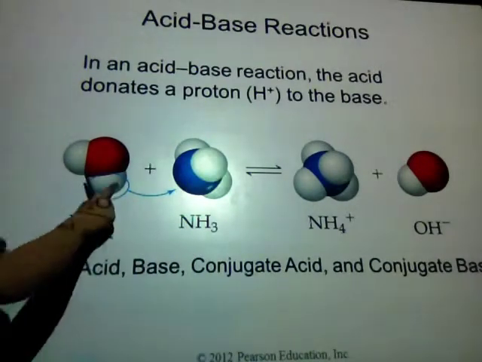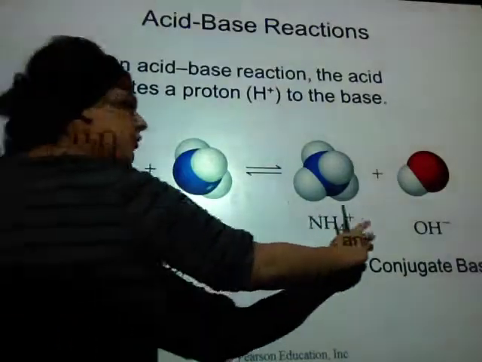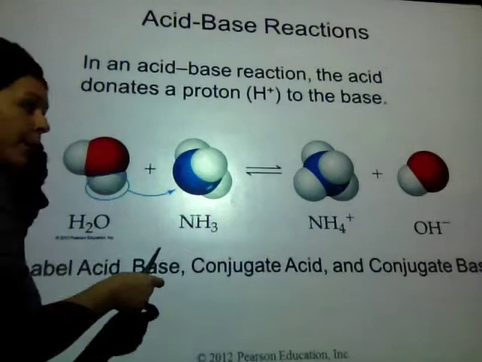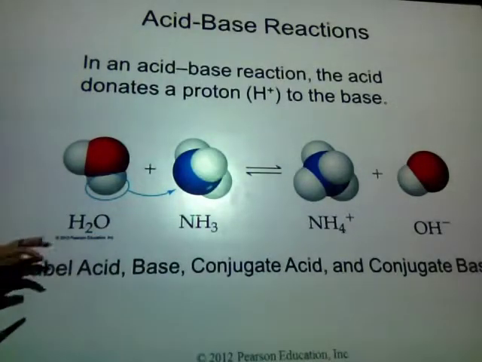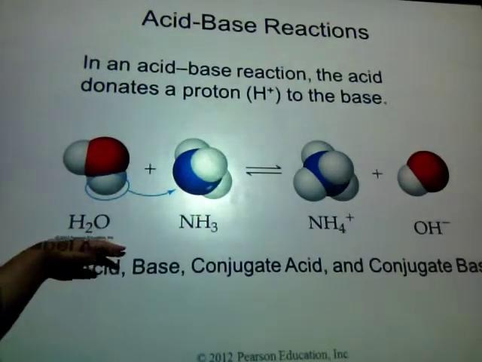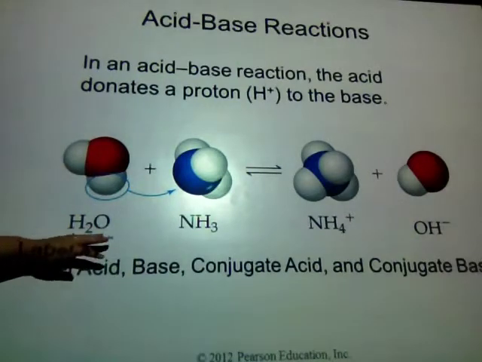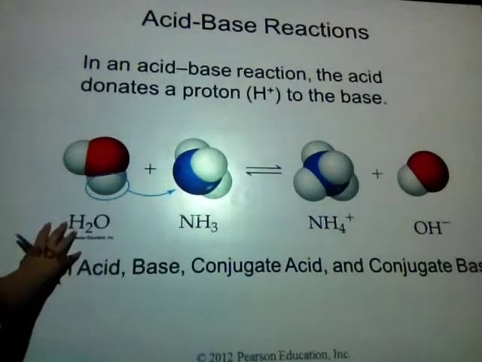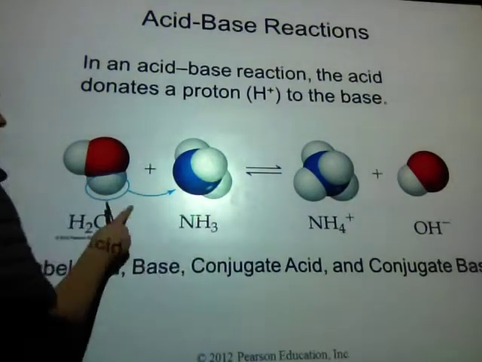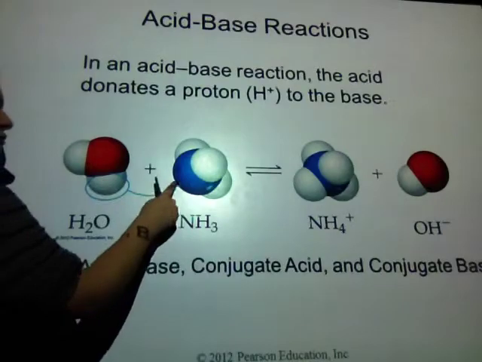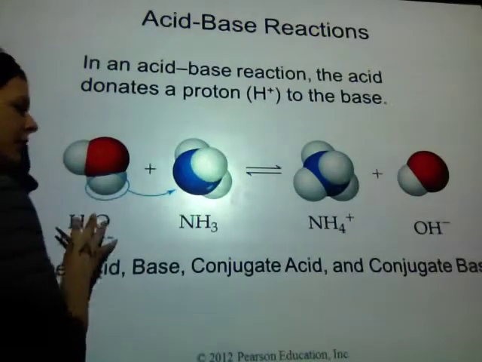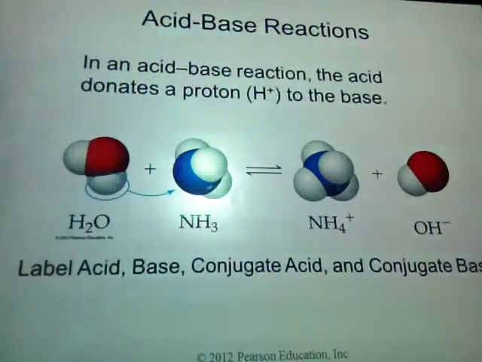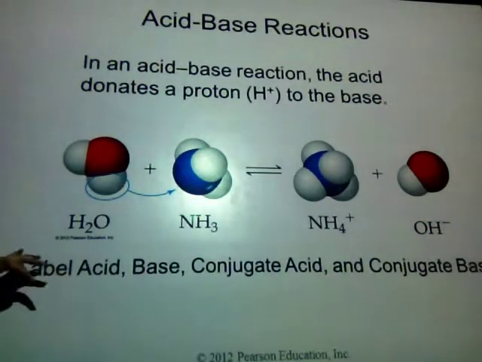H2O, water, on my reactant side, if I look over here at my product side, OH-, I see that this water gave up a hydrogen ion, meaning it must have donated the hydrogen. So since it's a proton donor, or that hydrogen ion donor, it must be my acid. So I have the acid and the base. My acid is donating that proton to NH3 to produce my ammonium ion and my hydroxide ion. Okay, so we labeled acid-base.